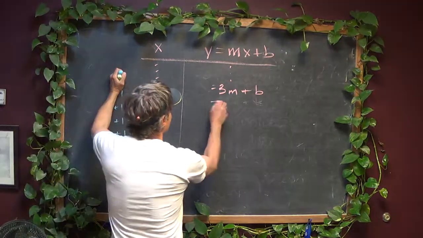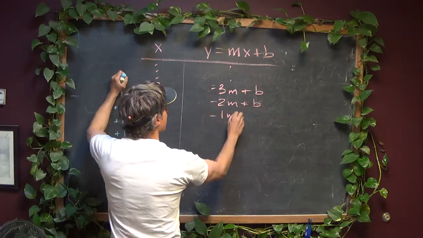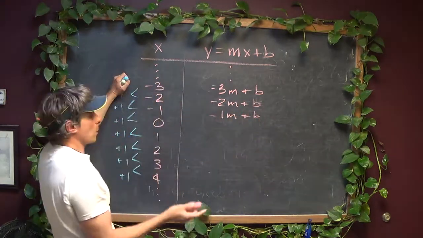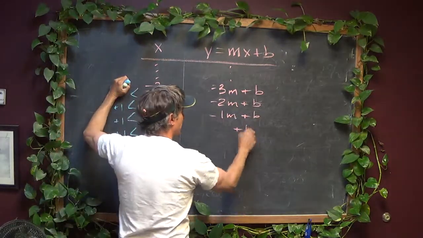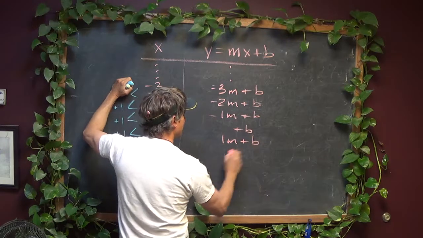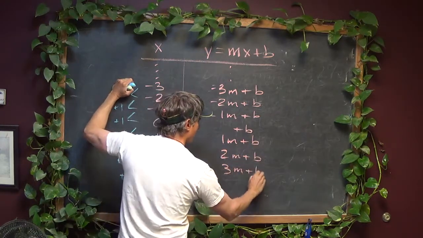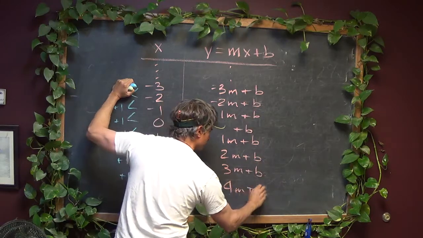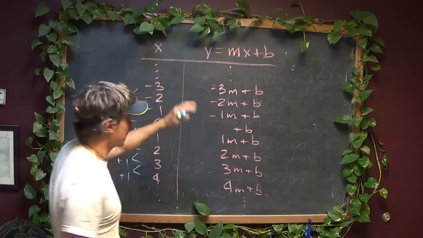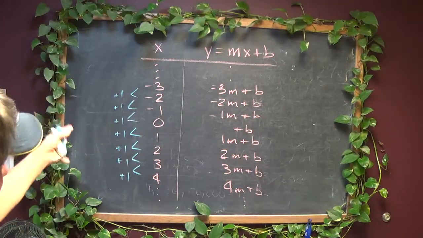The next one will be -2m plus b, and then -1m plus b, and then 0m, which would just cancel out and leave you with b, and then 1m plus b, 2m plus b, 3m plus b, and so forth. And then we keep going. 5m plus b, 6m plus b, and so forth. So these are all going up by 1. Those are the differences in the x.